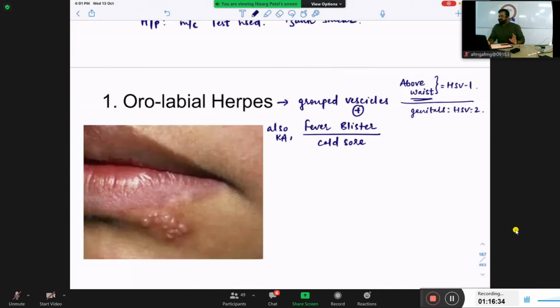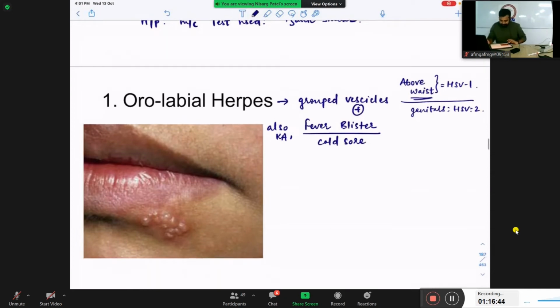Okay. The treatment for all the herpes viruses is always acyclovir. So as a group, just write down: in human herpes virus, the drug of choice is acyclovir.